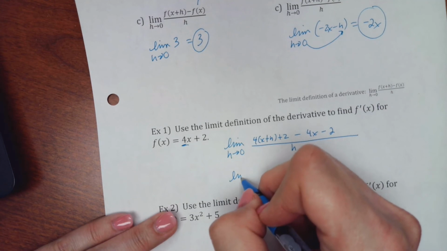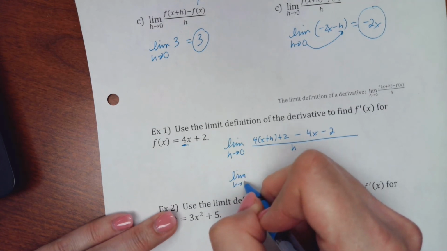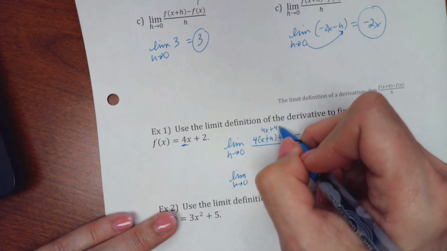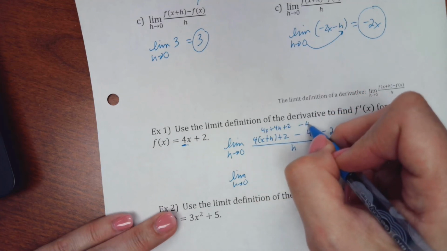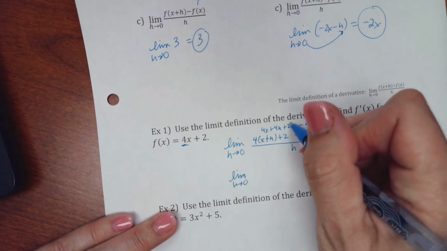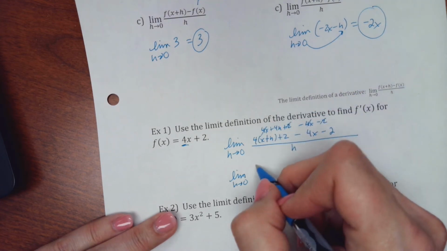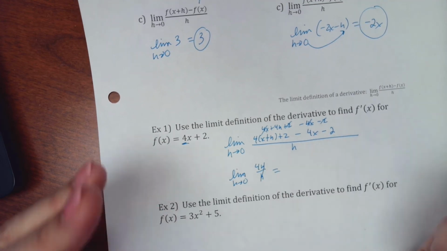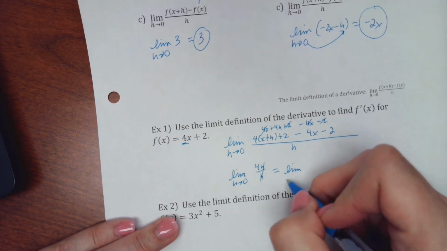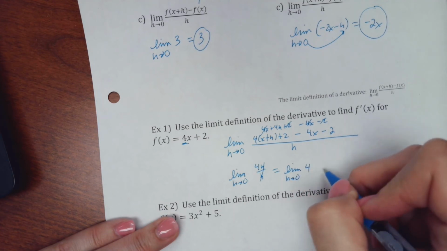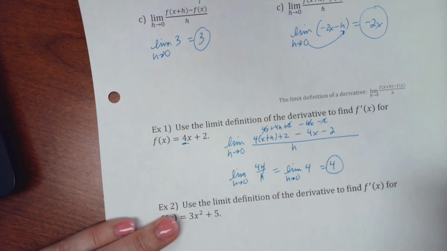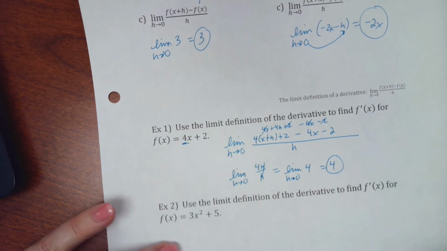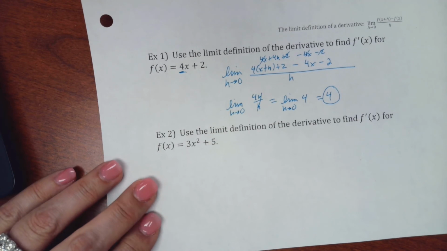So clean this up. Limit as h goes to 0. This is going to get me 4x plus 4h plus 2 minus 4x minus 2. Look, those 2's go away, the x's go away. So I got 4h over h. The h's cancel. So the limit, I don't have anything to plug in anymore. I basically have the limit as h goes to 0 of 4. So it's just 4. There we go. With a line, you always know the derivative right away. All right, this guy right here is going to be a little bit more tedious.